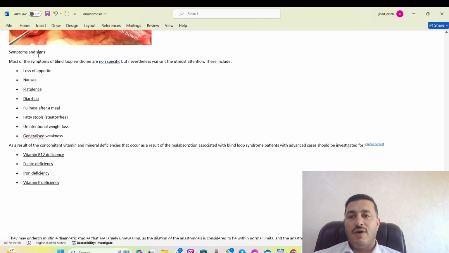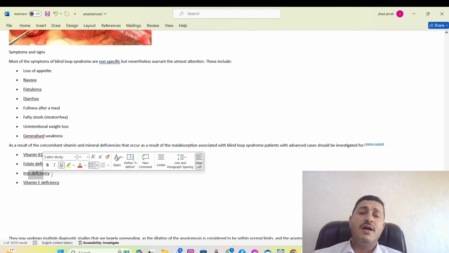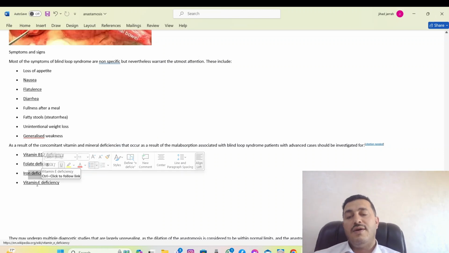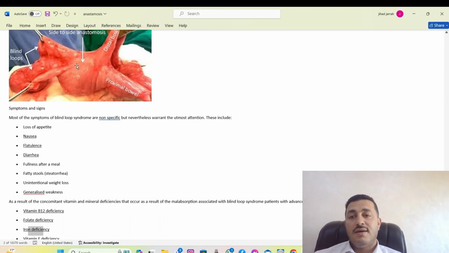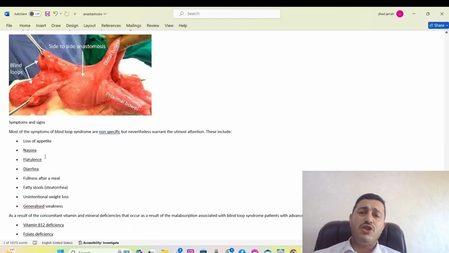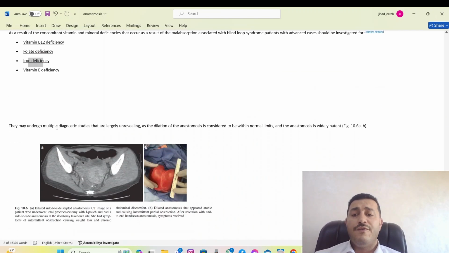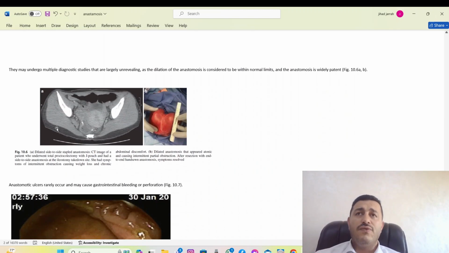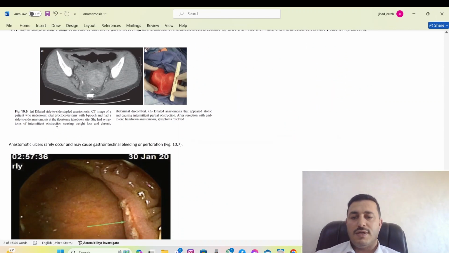The symptoms listed over here are related to upper GI, when we, for example, construct a pylorus-preserving anastomosis. For example, we have vitamin B12 deficiency, folate deficiency, iron deficiency. The bacteria resident in the dilatation with stasis use these nutrients. But in the lower GI, the symptoms are more vague. How to treat them is to convert side-to-side anastomosis to end-to-end anastomosis.